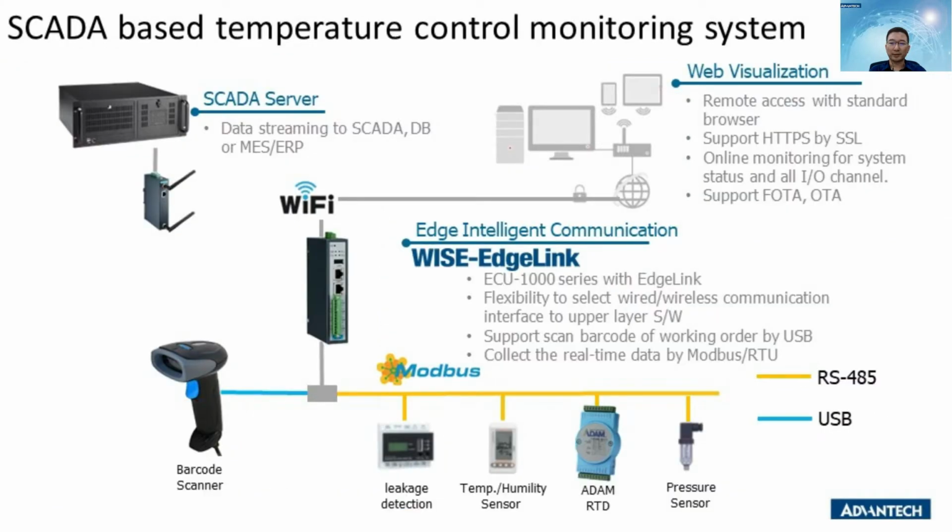Okay, next, the last example is a SCADA-based temperature control monitoring system. As shown here, all the sensors and devices like leakage detection, temperature sensor, pressure sensor are connected via the Modbus RTU, and the barcode scanner is connected via USB to Advantech ECU 1251. At the upper level, it is flexible to have wired or wireless communication interface. Data will be sent to SCADA server or to the cloud.